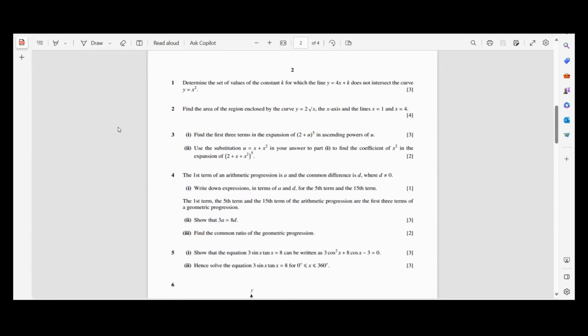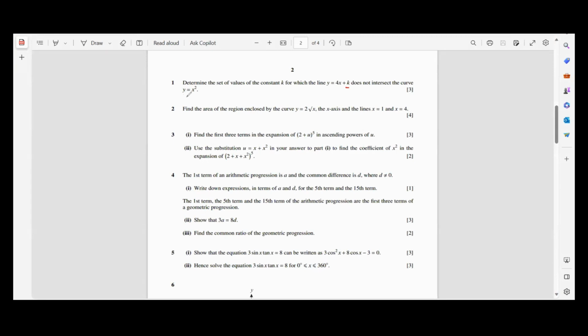Number 1: determine the set of values of the constant k for which the line y equals 4x plus k does not intersect the curve y equals x squared. So for this, it says does not intersect, and then we just need to find k. Of course, we can know this is about the discriminant.